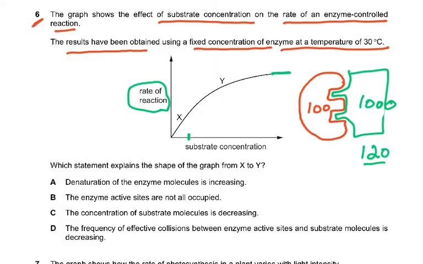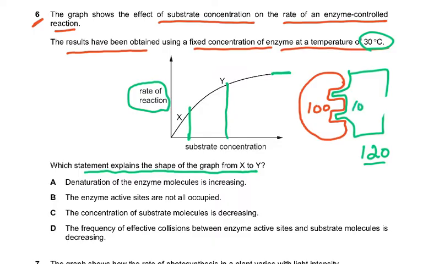Now it says the results have been obtained using a fixed concentration of enzyme at a temperature of 30 degrees Celsius. Which statement explains the shape of the graph from X to Y? Denaturation of the enzyme molecules is increasing. The temperature is 30. Temperature has not changed. The enzyme active sites are not all occupied. You realize here at this point and at this point that the graph is still increasing. So at this point they are probably less than 100.